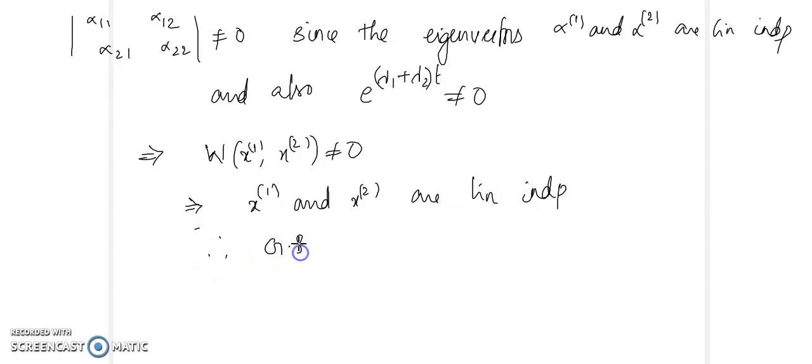Therefore, the general solution, x of t, is c1 x1 plus c2 x2. That is the required general solution where c1 and c2 are arbitrary constants. So this is the form of the general solution when you have distinct eigenvalues. And let us summarize this as a theorem.